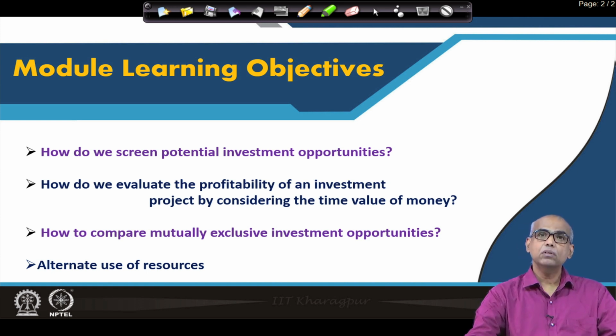So, these are the learning objectives for this module. After this module, you will be able to answer the following questions. How do you screen potential investment opportunities? How do you evaluate the profitability of an investment project by considering the time value of money? How to compare mutually exclusive investment opportunities? And what about alternate use of resources?